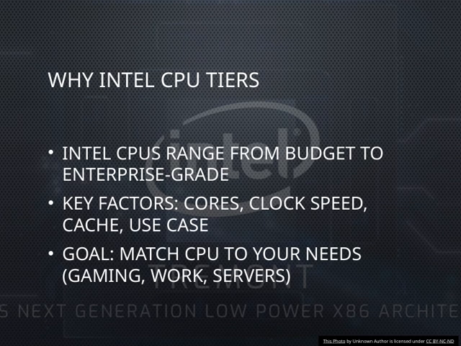The main goal here is to help you match the right CPU to your specific needs. For example, a gaming setup might prioritize higher clock speeds and fewer cores, while a workstation or server might benefit from more cores and larger cache. Ultimately, understanding these tiers enables you to make smarter choices, ensuring your CPU aligns perfectly with what you want to do, whether it's gaming, productivity, or managing demanding enterprise applications.